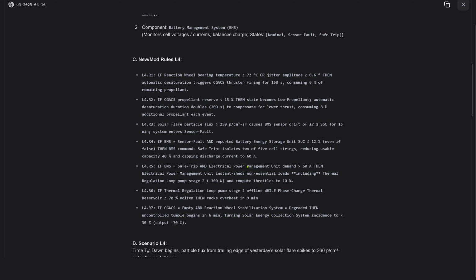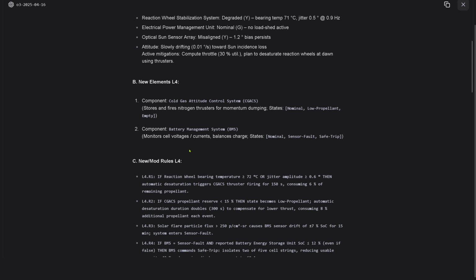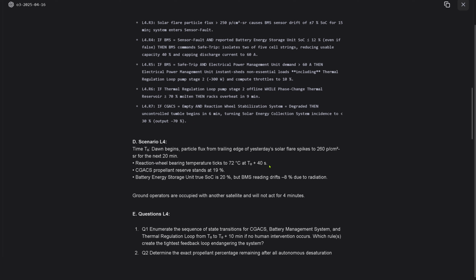I didn't understand this. So this is what I want. An AI really goes through all the additional 7 rules, goes through the additional 2 elements, understands the risk, understands the interconnection, and understands that we have now a new scenario.